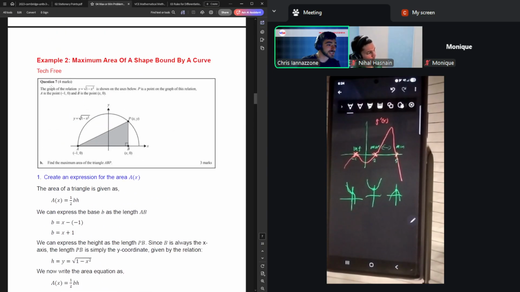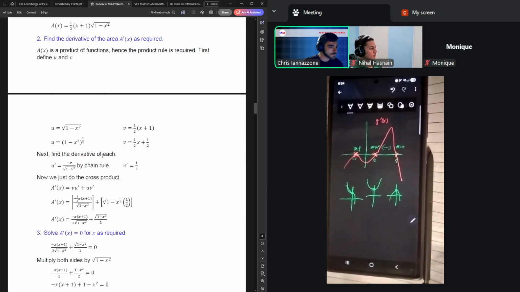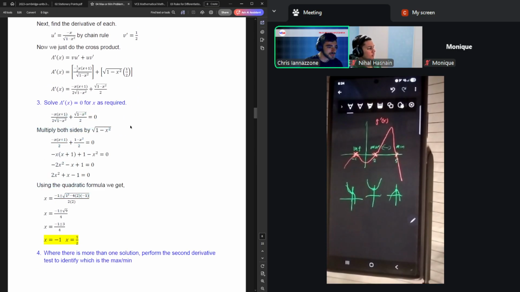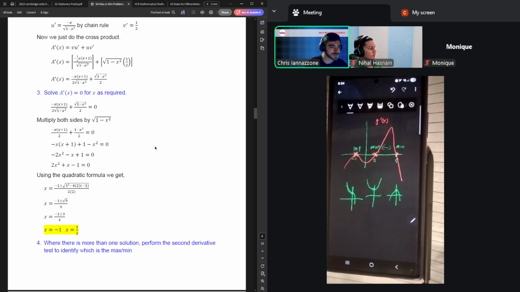Weirdly enough, this was a tech-free, right? This was 7A of maybe a 2020-ish exam, something like that. And so being able to do all of this stuff by hand is required. So they do really step up the amount of arithmetic you have to put into these questions.